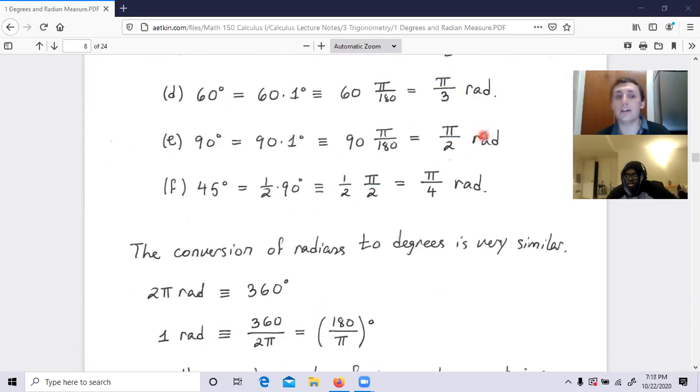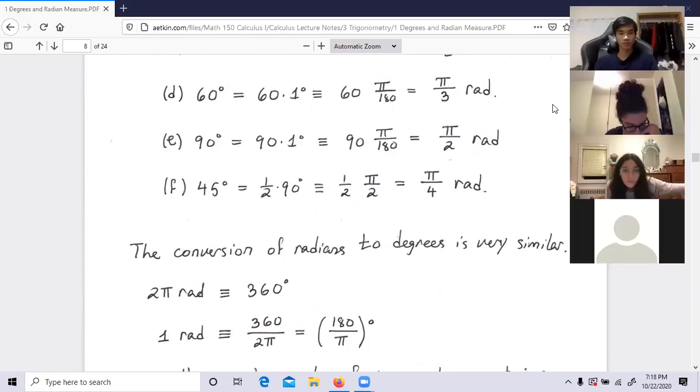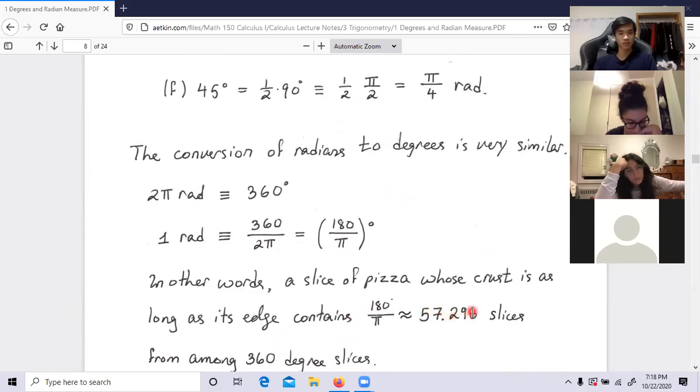Now, the conversion of radians to degrees is similar, although we are less interested in that. So 2 pi radians, if I measure the angle in terms of the crust, corresponds to 360 slices, which means 1 radian corresponds to 360 divided by 2 pi, or 180 over pi degrees. So we can estimate it better. It's roughly 180 divided by 3, so roughly 60 slices, slightly less than 60 slices, actually 57.296, you understand?